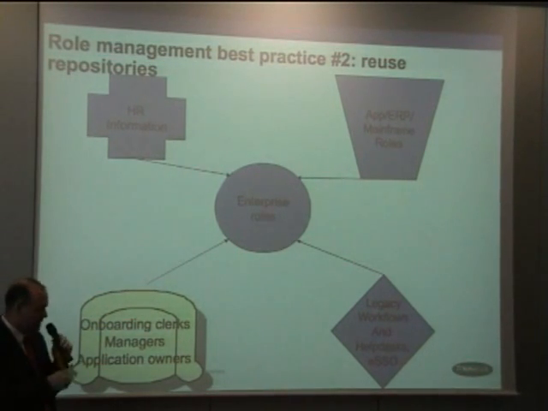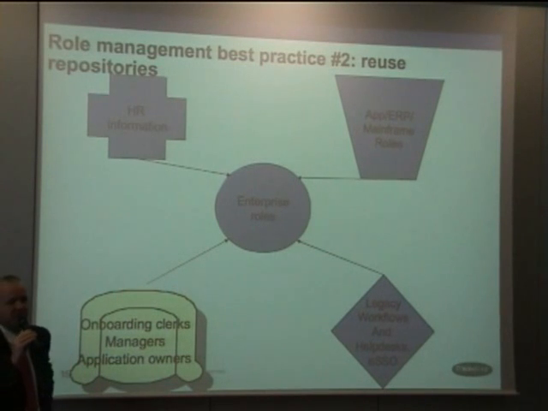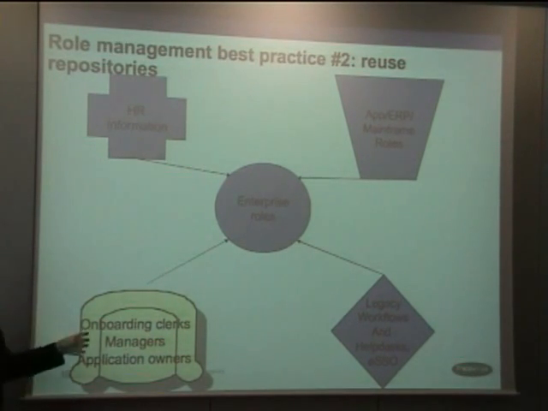And finally, never forget people. You can always interview people, managers, HR specialists. Some companies even have employees who are actually responsible for granting access. They're onboarding clerks, who do nothing but grant the right level of access to people who join the company.